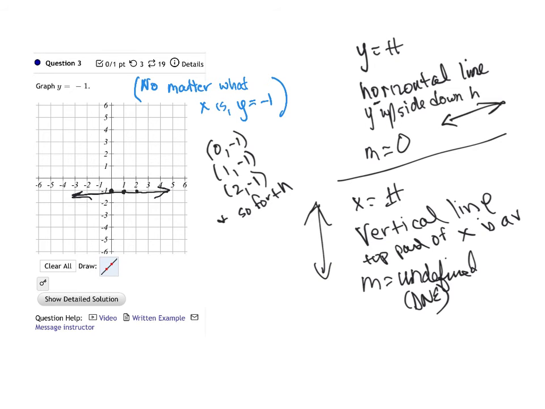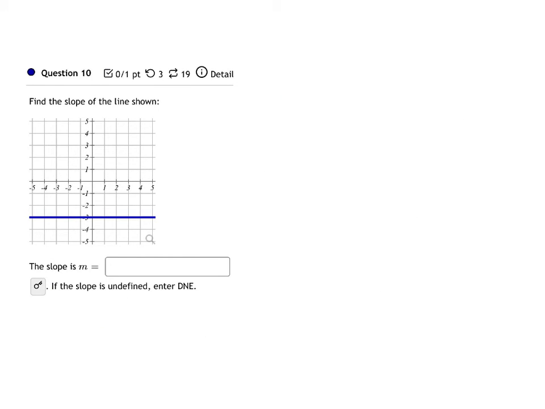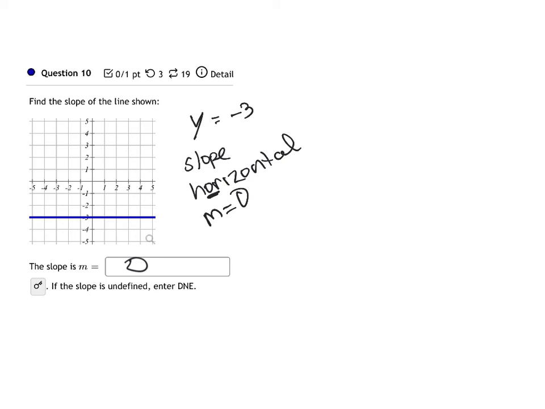Now, the next problem, this is number 10. They give us a horizontal line, so we know we can write, if they were to ask us the equation, we would know that would be a horizontal line is a y, and it's passing through -3 on the y-axis. But they're asking us for the slope. So we know with a horizontal line, the slope, the second letter in the word horizontal, is 0. So the slope is 0. And slope is not an ordered pair. A slope may be a fraction, may be an integer, but it is not an ordered pair.